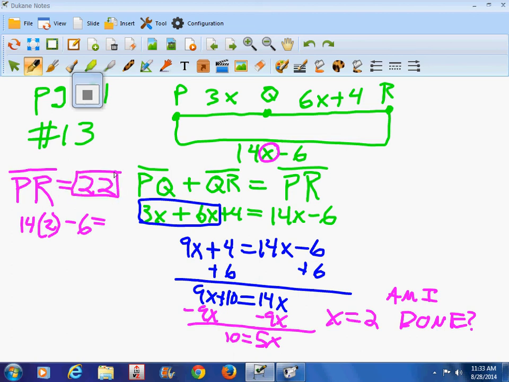Any questions on that? That's number 13 on page 61. What is it when you plug it into the other ones up there? Yeah, when Q is the midpoint. Is that what you're asking? Okay, thank you for asking that question.